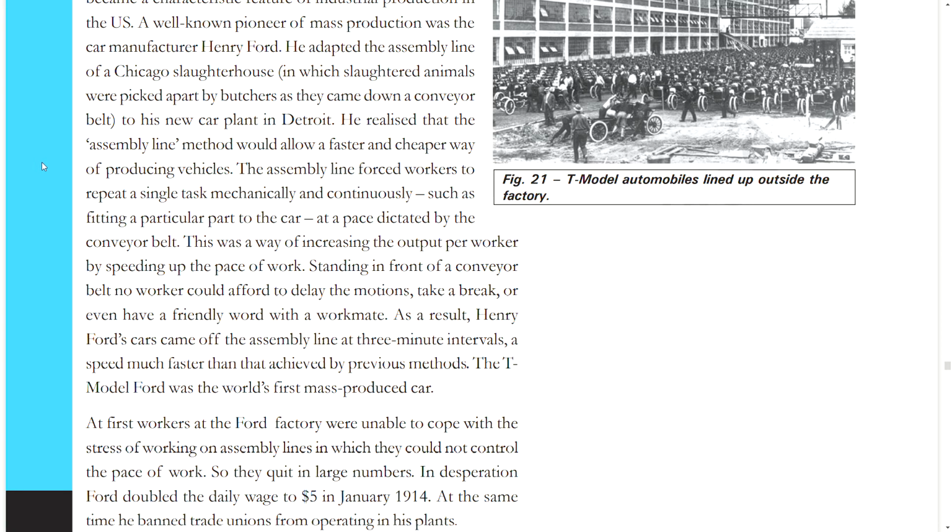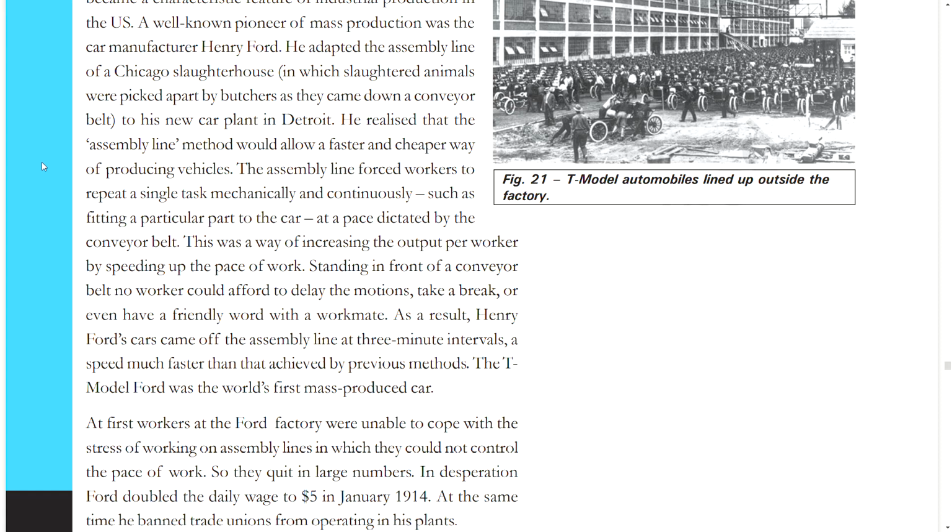The assembly line forced workers to repeat a single task mechanically and continuously, such as fitting a particular part to the car. At a pace dictated by the conveyor belt, this was a way of increasing the output per worker by speeding up the pace of work. Standing in front of a conveyor belt, no worker could afford to delay the motions, take a break, or even have a friendly word with a workmate.